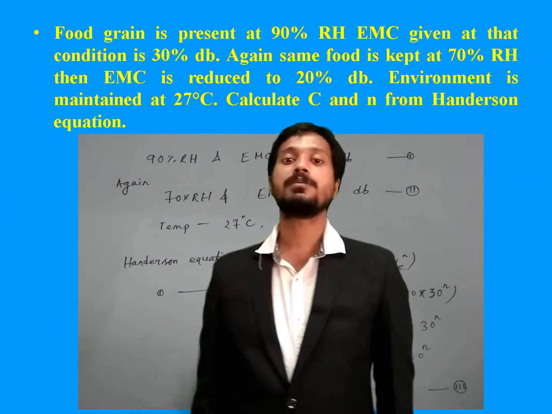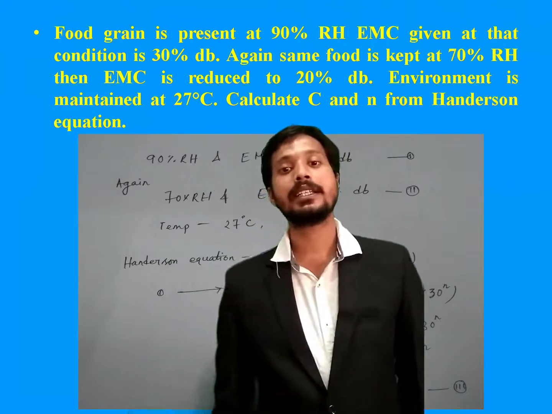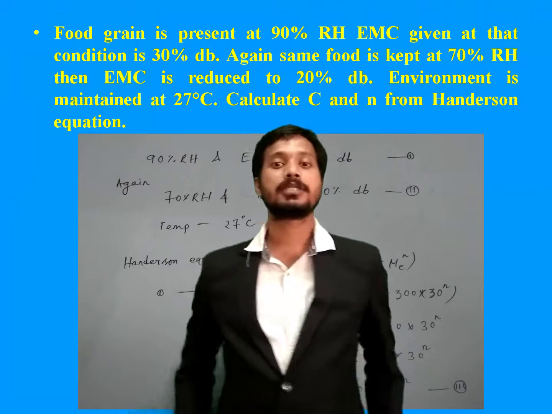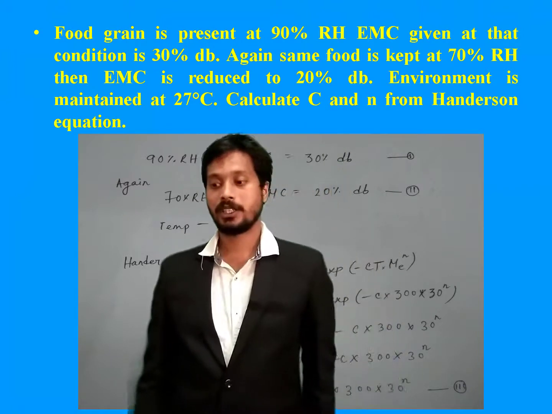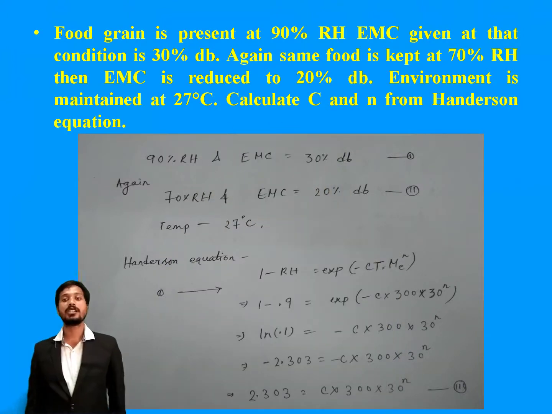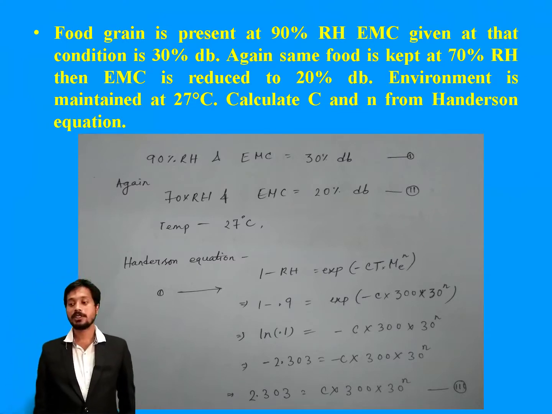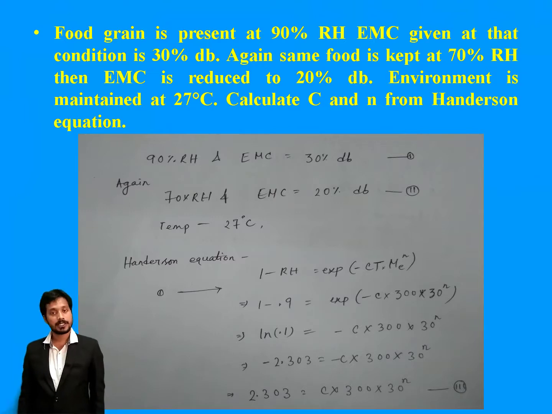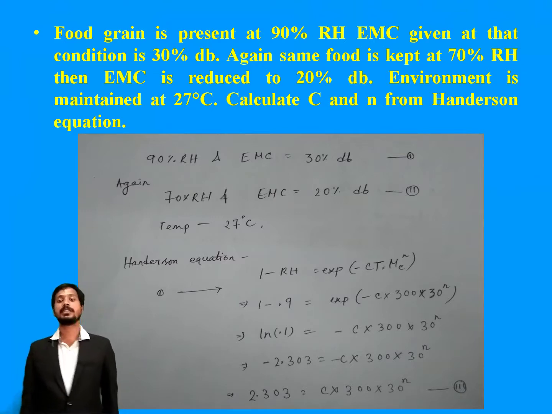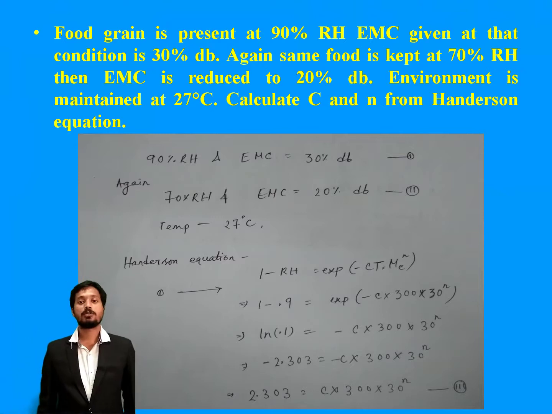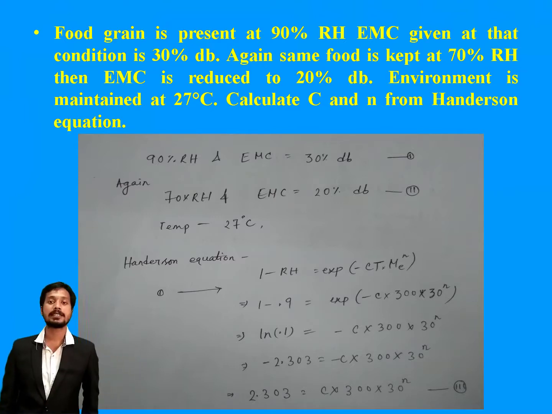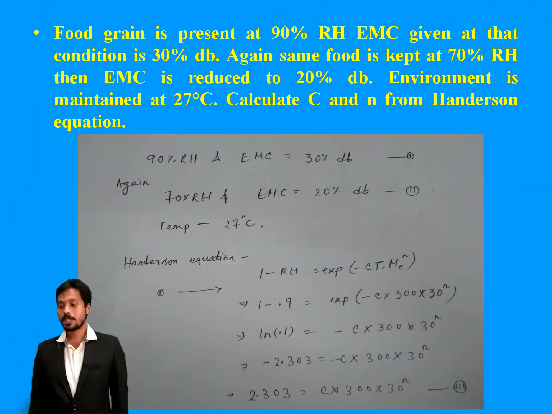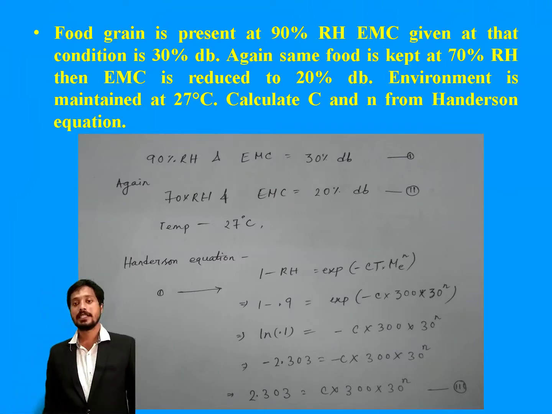Environment is maintained at 27 degrees Celsius. So calculate the value of C and N from the Henderson equation. So it's directly given, Henderson equation. We know the formula. So first we'll write 90% RH and how much percent dry EMC? 30% dB, and 70% RH in the next one and 20% dB. So we know the formula, Henderson equation, 1 minus RH equals exponential of minus C T me to the power n.